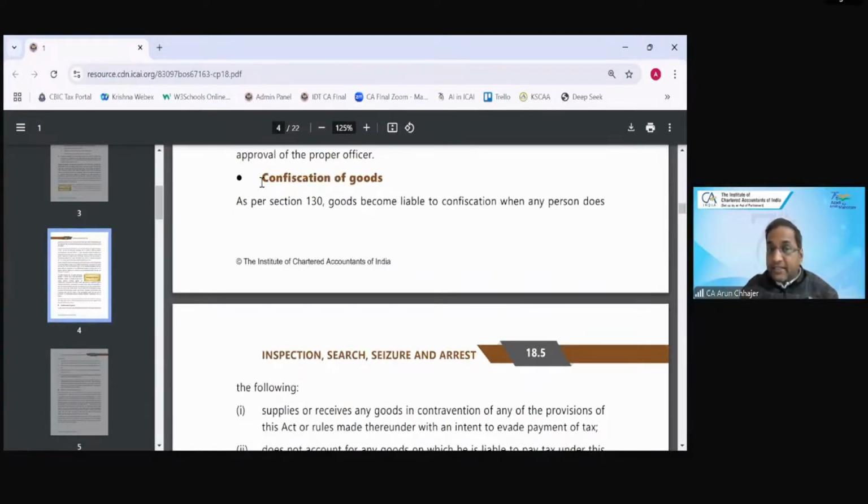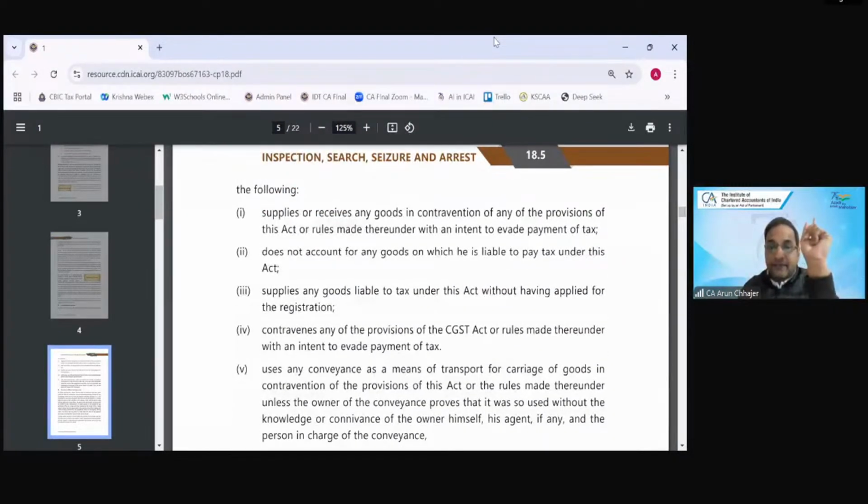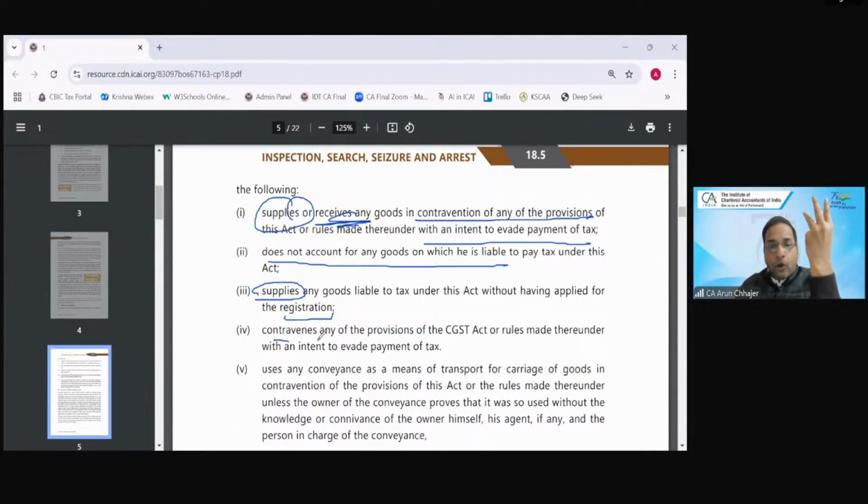So let me read what is the section 130. Section 130 is confiscation of the goods. कब कब हो सकता है? अगर गुड्स का सप्लाई किया है, if goods has been supplied or received in contravention of the law, but with an intention to evade the payment of tax. Second, does not account for the goods which is liable to pay the tax. Supply without registration. Supply the taxable goods without registration. Contravene any of the provisions of the CGST Act or the rules made thereunder, but with intention to evade the payment of tax. And last, use the conveyance as means of transport for carrying the goods. कौन से goods? जो कॉन्ट्रावेन किए हैं, जिस गुड्स ने कॉन्ट्रावेंशन किया है प्रोविजन का, unless the owner proves that it was so used without his knowledge. मतलब उस ट्रक को भी कॉन्फिस्केट किया जा सकता है. ठीक है.